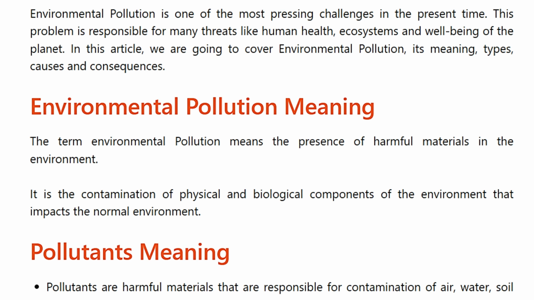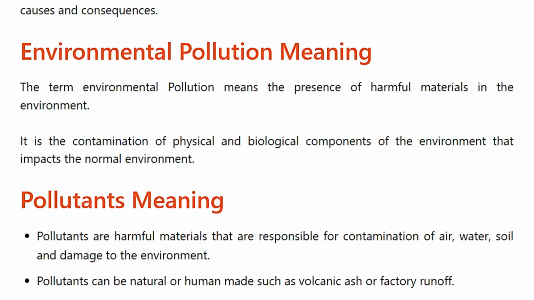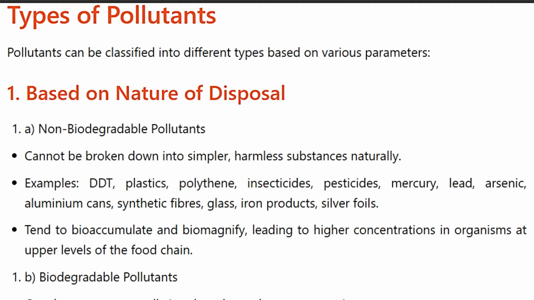It is the contamination of physical and biological components of the environment that impacts the normal environment. Pollutants meaning. Pollutants are harmful materials that are responsible for contamination of air, water, soil and damage to the environment. Pollutants can be natural or human-made, such as volcanic ash or factory runoff. Types of pollutants. Pollutants can be classified into different types based on various parameters, based on nature of disposal.